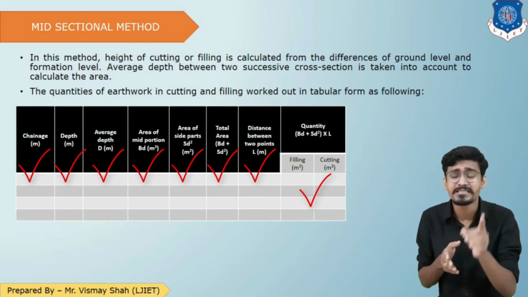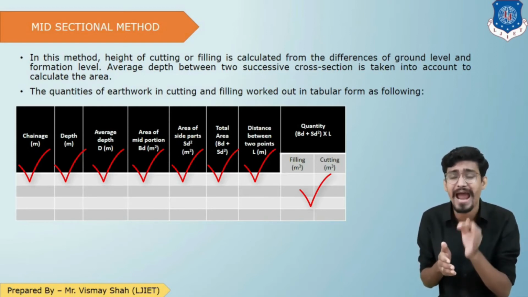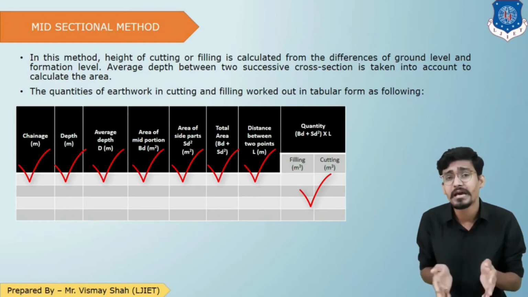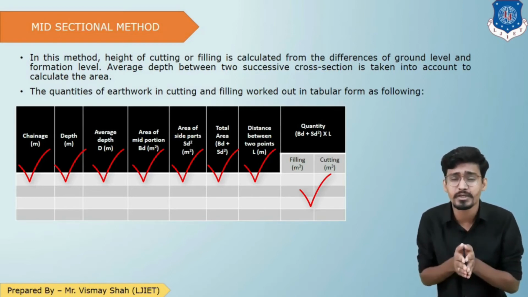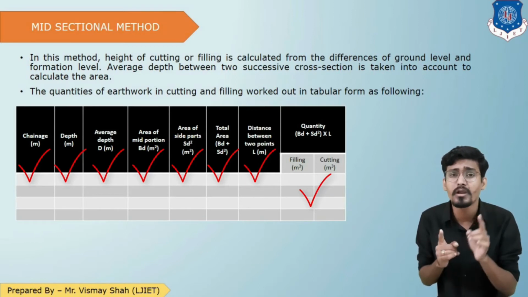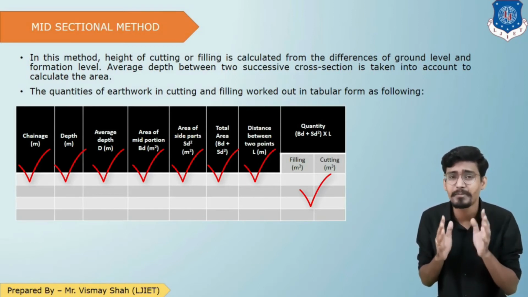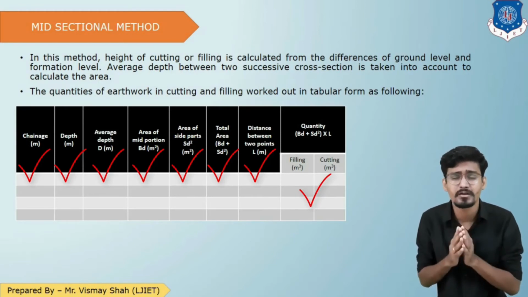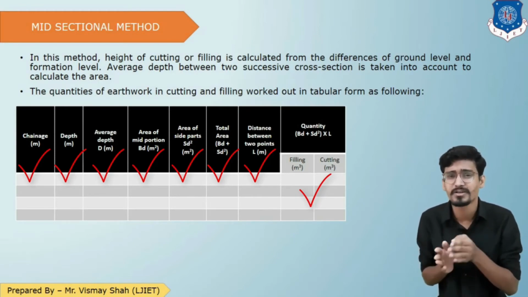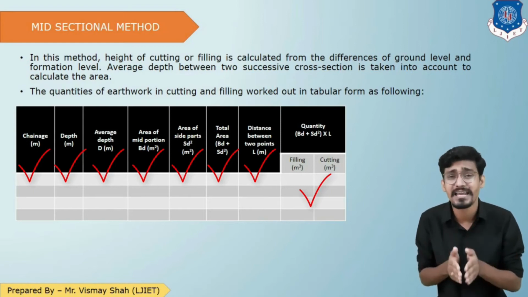Here, again, students, I am reminding you that you must write the unit of the quantity. Here, the unit will always be meter cube. So, I have mentioned the unit in the column heading, Filling and in the bracket, you can see I have written meter cube. So, no separate unit needs to be mentioned because the entire column has the same unit. So, this is about the mid-sectional method.